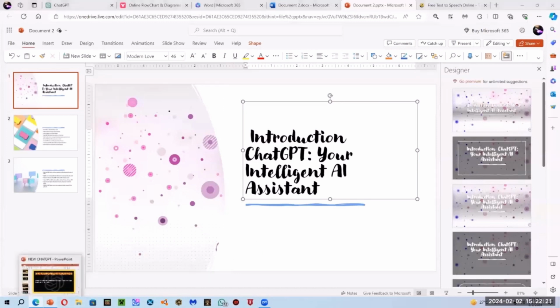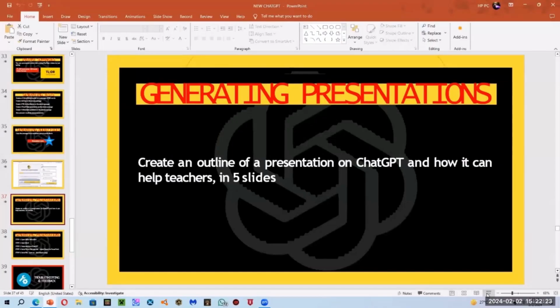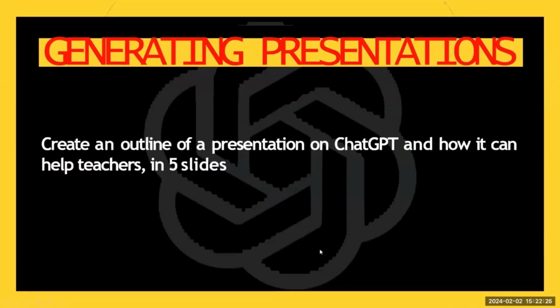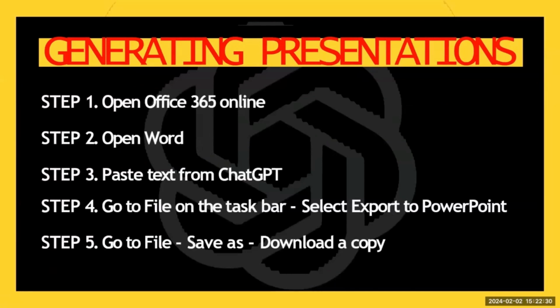Going back to my slides once again. This is how I generated the presentations. First, I went to Office 365 online. Then I opened Word. Then I pasted the text from Chat GPT. Then I went to File on the taskbar and selected Export to PowerPoint. Then I went to File, Save As, Download a Copy. Only when I click on Save As can I download a copy. Otherwise, it will not be downloaded.